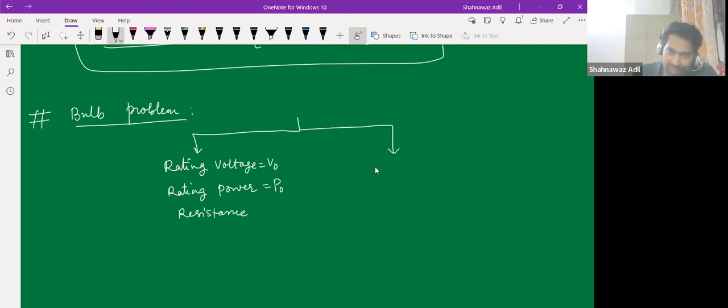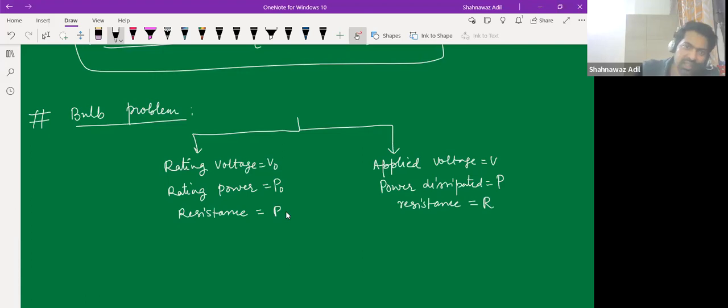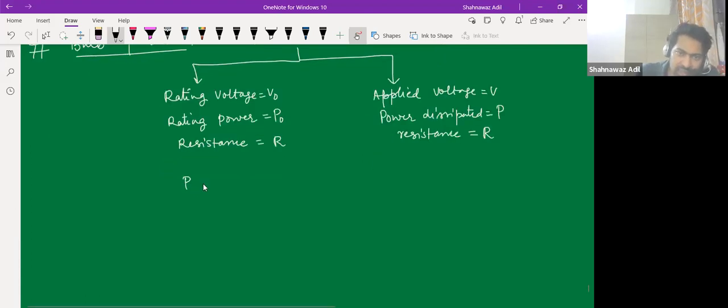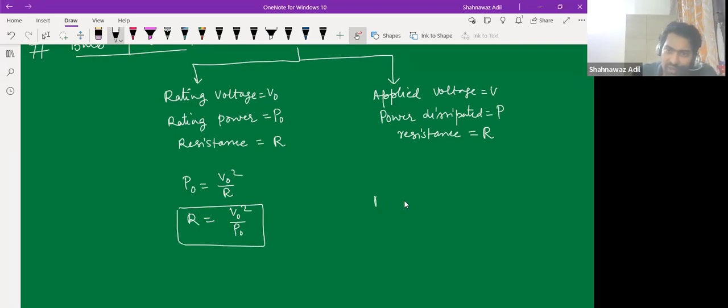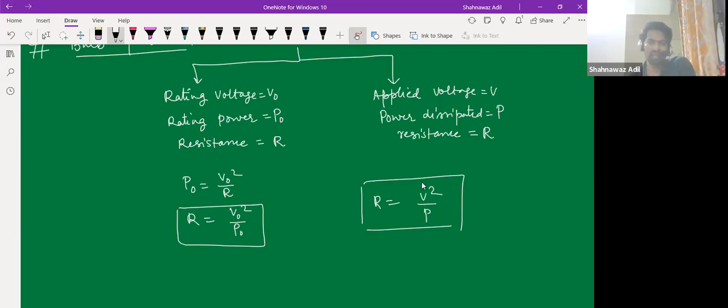Similarly, you have the applied voltage, that would be V, and then you have the power dissipated on this bulb, that is P, and again you have the resistance R. You can calculate this resistance using the relation P naught equals V naught square by R. So you can calculate R as V naught square by P naught, or you can calculate R using V square by P. So we can calculate the resistance of the bulb using the applied voltage and power dissipated, or using the rating voltage and rating power.